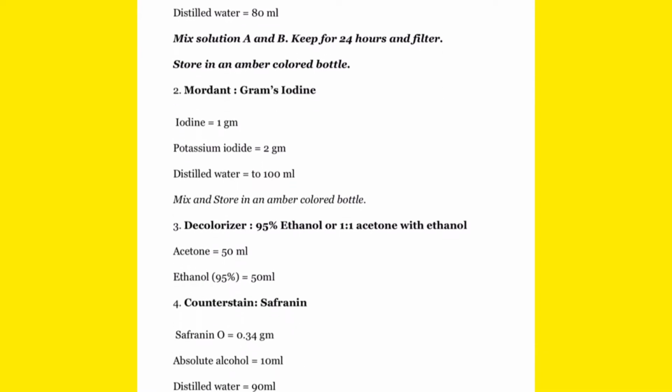The second solution we need to make ready before the staining process is the gram iodine. This is called the mordant. What the role of this iodine is, I will tell you later, along with the different roles of the chemicals during this staining process. For now, we need to prepare all these solutions. Iodine 1 gram and potassium iodide 2 grams, distilled water up to 100 ml. Mix them, and store in colored bottles in the fridge.